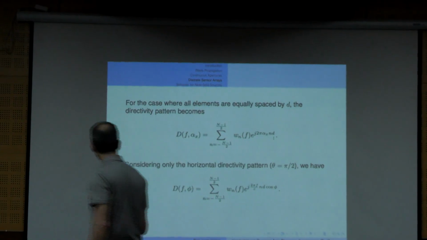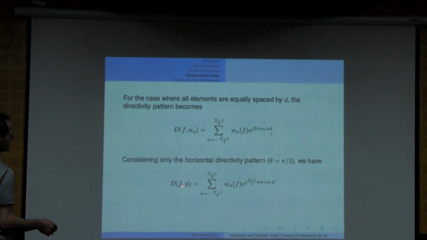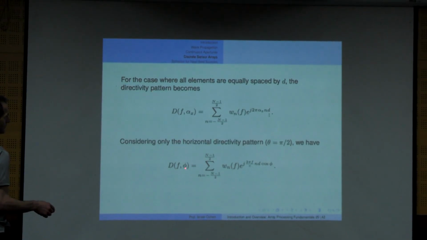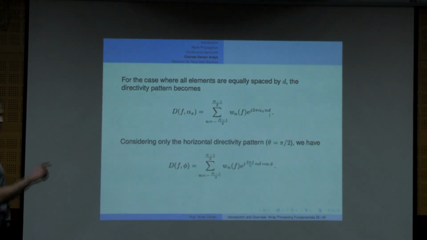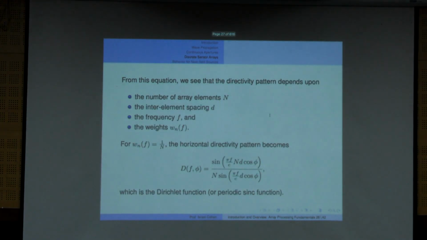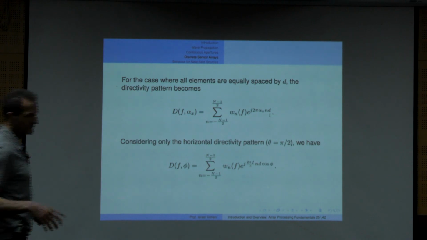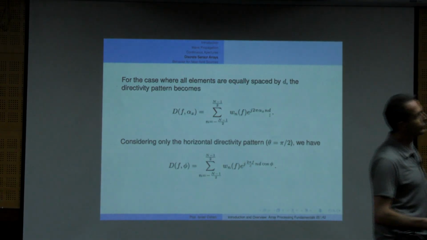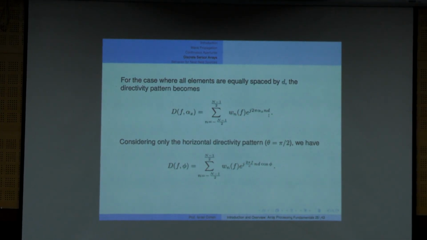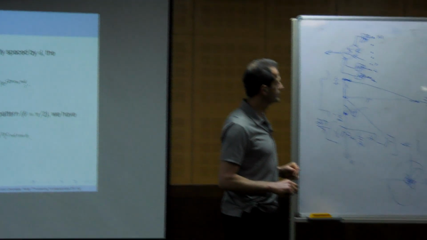And suppose that we want to know only the horizontal directivity pattern, which means that theta is pi over 2, because in this case it's very simple. We have circular symmetry, so we have this expression. And not only that, suppose that we put the same weight, 1 over n, to all the sensors, so the weights are constant, just to see what the directivity pattern will be.